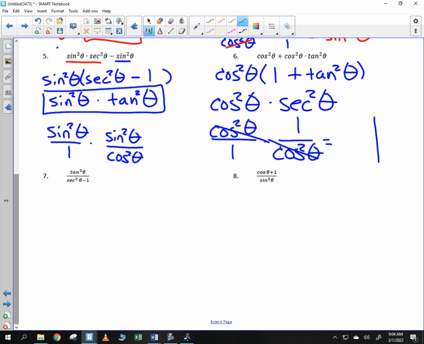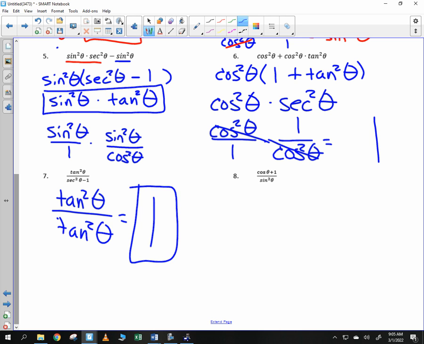I bet you could do 7 on your own. Try 7 on your own. Go. Okay, did everybody get number 7? Well, I didn't give you a lot of time because what is secant squared minus 1? Tangent squared. And what's tangent squared over tangent squared? Well, secant squared minus 1 is tangent squared, and so you have that over that. Those are the same things, so you get 1.